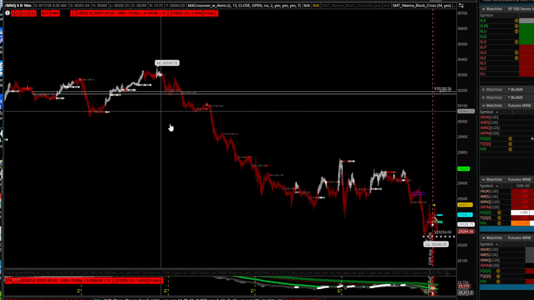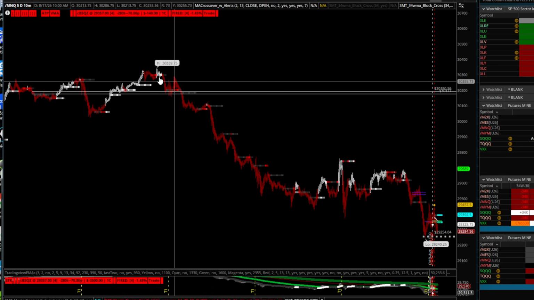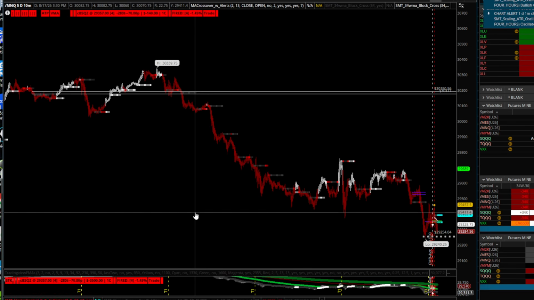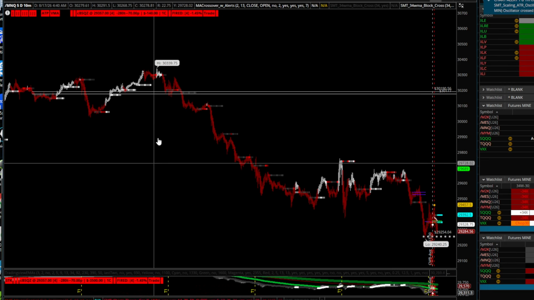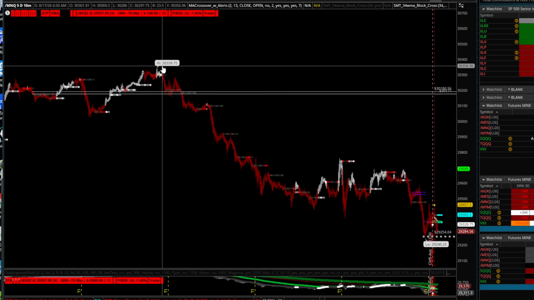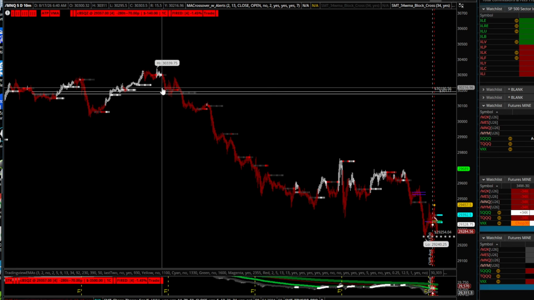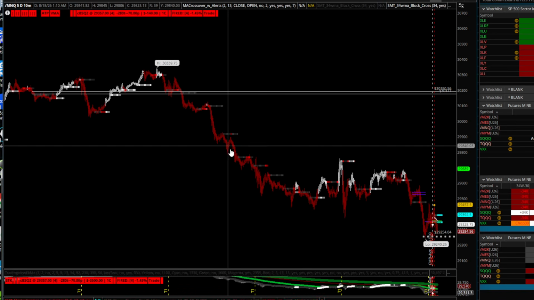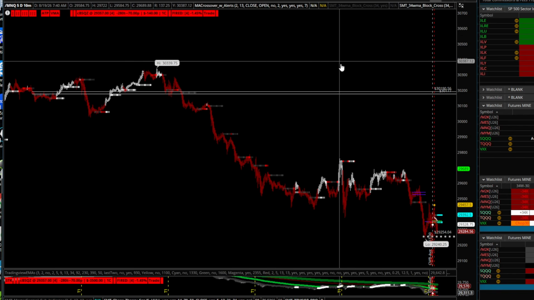So we're looking at the MNQ, and before I get into the trade, let's take a look at market structure and what's happened in the prior days. We can see back here on August 17th, we reached a high at 30339. And you can see the market has just tanked ever since then. This is the 10-minute chart.